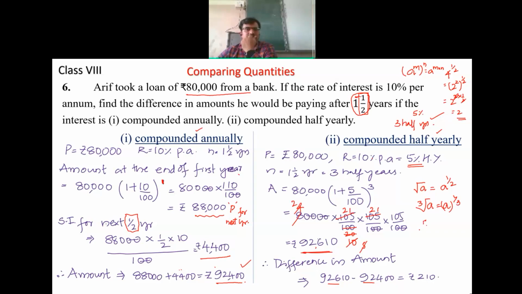Fifth root is written as to the power of 1 by 5. So anything, nth root of some number, is that number to the power 1 by n.